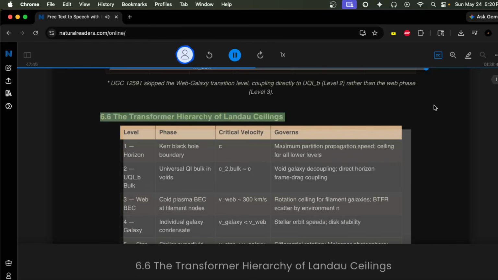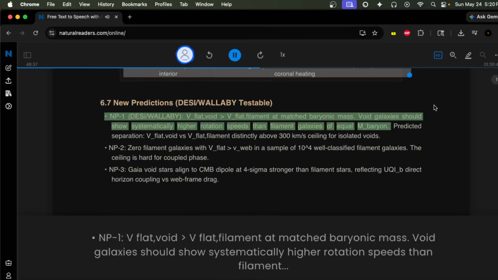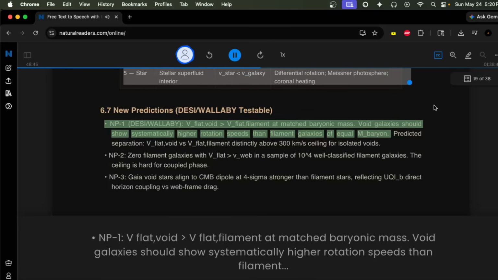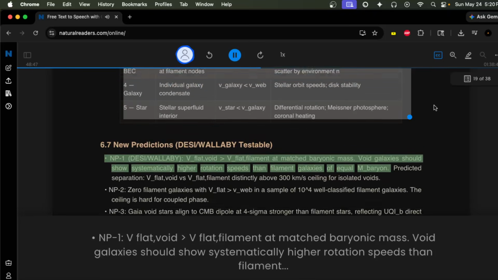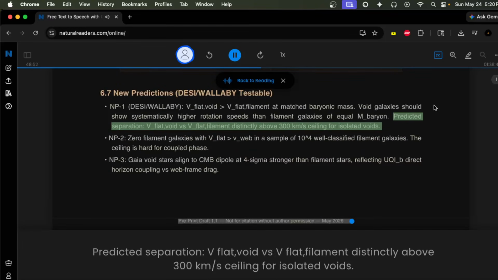6.6 The transformer hierarchy of Landau ceilings. 6.7 New predictions. NP1: V-flat void greater than V-flat filament at matched baryonic mass. Void galaxies should show systematically higher rotation speeds than filament galaxies of equal M baryon. Predicted separation: V-flat void versus V-flat filament, distinctly above the 300 km per second ceiling for isolated voids.